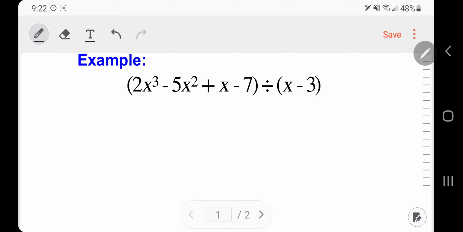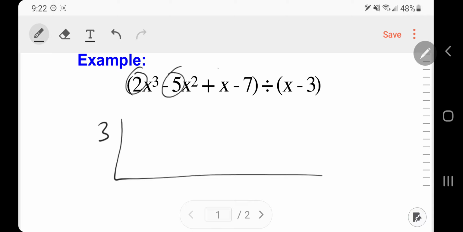Okay, there's kind of a very specific process when you're doing these. So the first thing you want to do again is to look at your divisor, x minus 3, and I'm going to use the opposite sign, or really what is our root. And then I'm going to list our coefficients right in order here. Your polynomial that you're dividing must be written in standard form. Okay, so I have a 2x to the third, so it's going to be a 2. I have a negative 5x squared, so it's negative 5. I have a 1x, so that's going to be a 1. And then I have a negative 7.